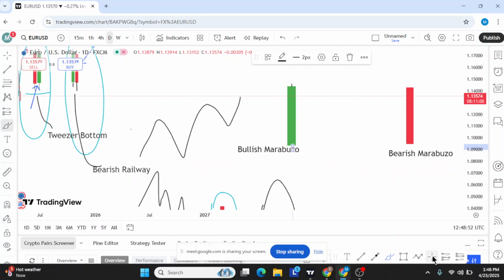Because even after the wicks, you can see it is obvious that the candle closes with a strong bullish candle, and that's what we want to see to confirm that this is a bullish Marabuzo, because you want to see how aggressive the buyers are during that period. Likewise, the bearish scenario too. Sometimes you will see wicks on the opposite side, but it has to be tiny wicks.